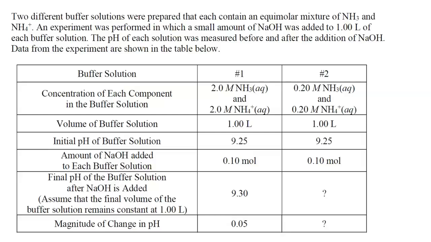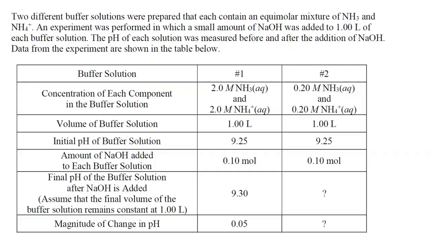So we have buffer solution number 1, and the concentration of each component in buffer solution number 1 is 2.0 molar. It's 2.0 molar ammonia, NH3, and 2.0 molar ammonium, NH4+. That is a conjugate acid base pair where ammonia is the weak base and ammonium is its conjugate acid. For buffer solution number 2, it's the same components, but the concentration of each component is 1/10 as much compared to buffer solution number 1.